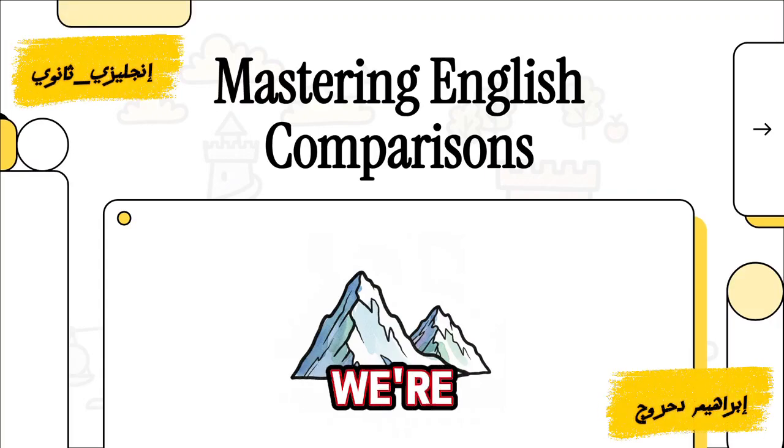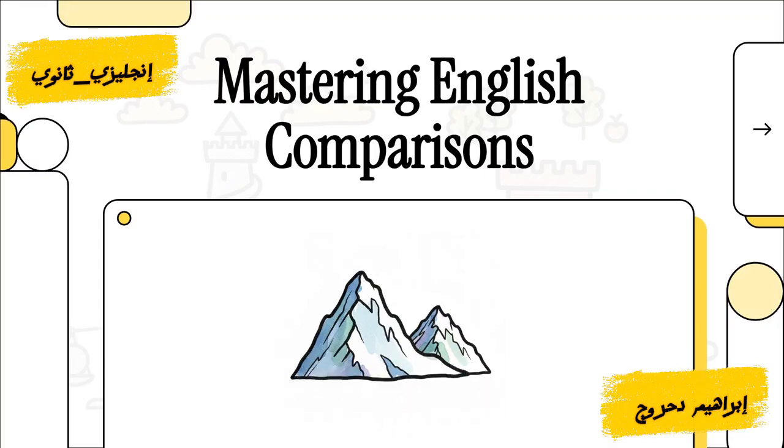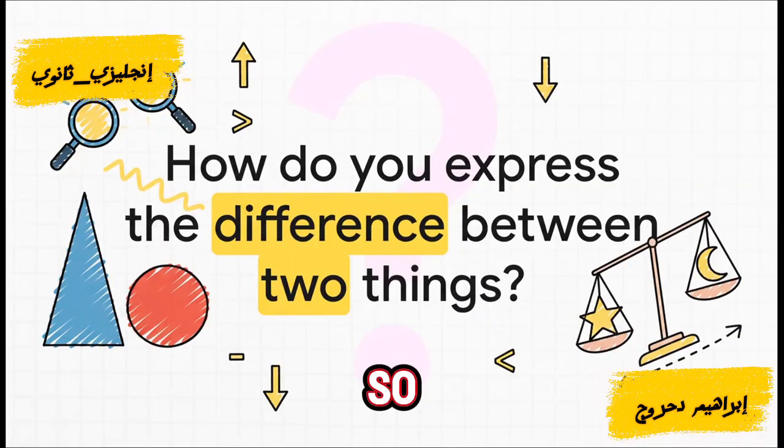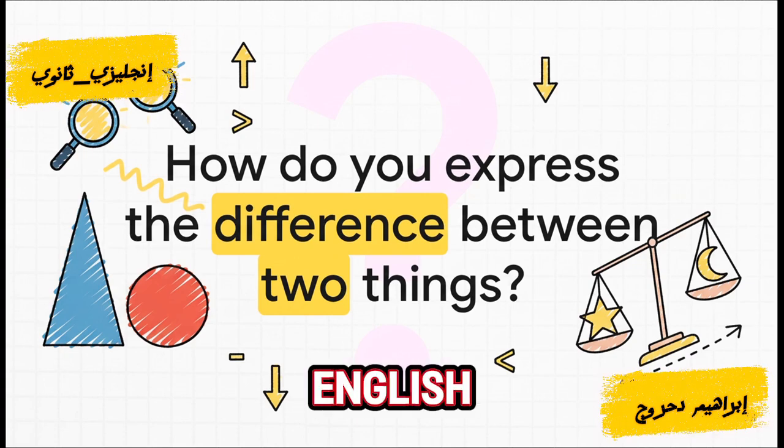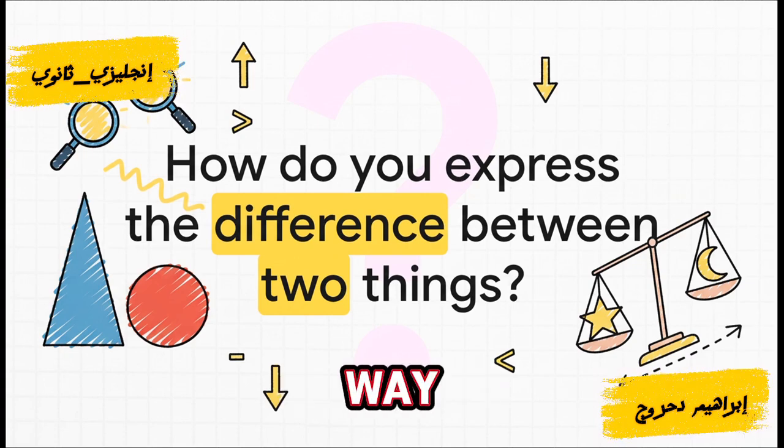All right, today we're going to tackle a really fundamental skill in English, how to compare things. Using words like bigger, faster, stronger, the best. By the end of this, you're going to know exactly how to use all of these words like a pro. So let's just start with the main question, right? How do you actually talk about the difference between two things in English? It's something that trips a lot of learners up, but trust me, the logic behind it is way simpler than you think once you see it all laid out.